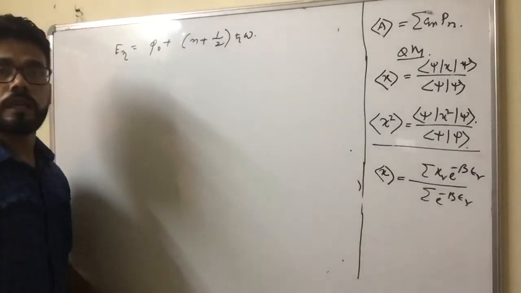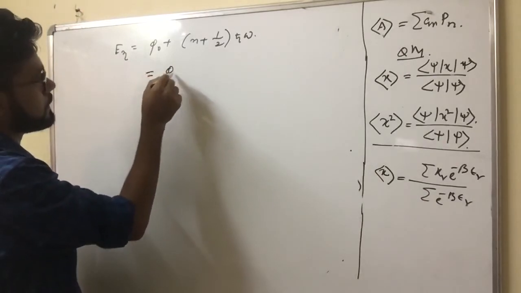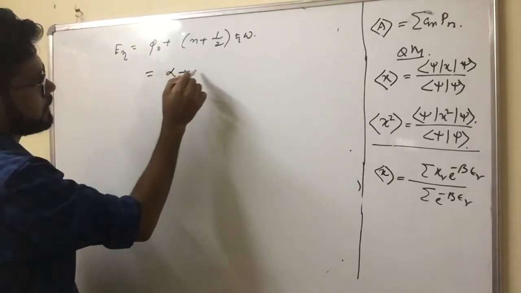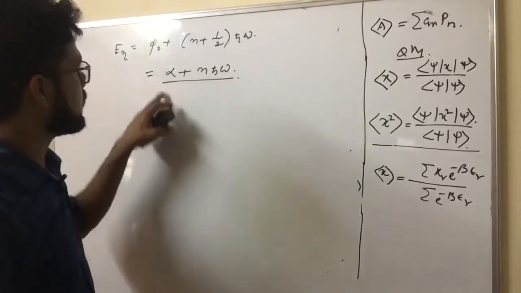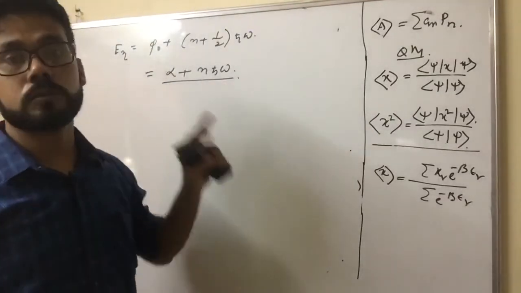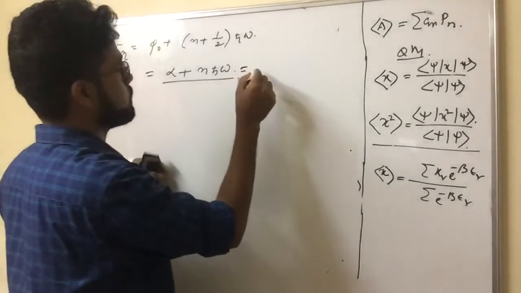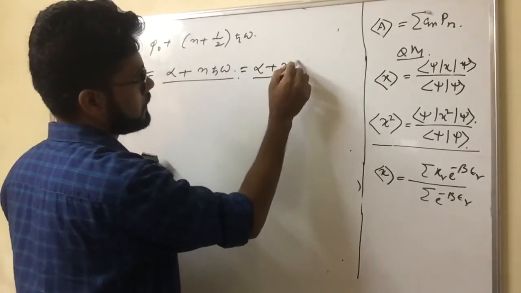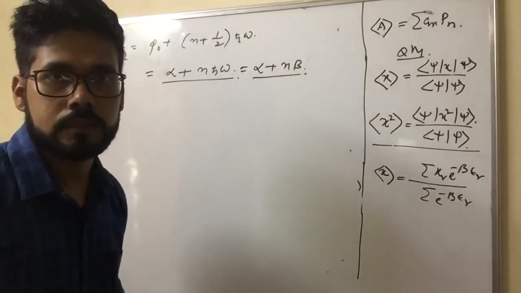And how can you calculate the mean energy? You can simplify in the exam. It is written like this: E naught plus half h cos omega, call it alpha, and n h cos omega. In the exam it may be like this. Suppose the question is: if the energy of a system is alpha plus n h cos omega, then what is the mean energy of the system? It may be like this, or you can say alpha plus n b, suppose b is a constant, not beta. So alpha plus n b. How can you calculate the mean energy? It is very simple.